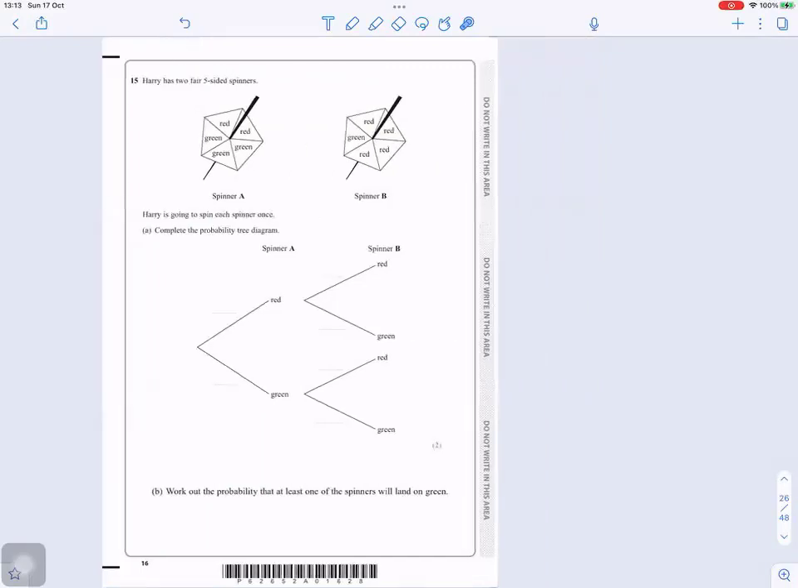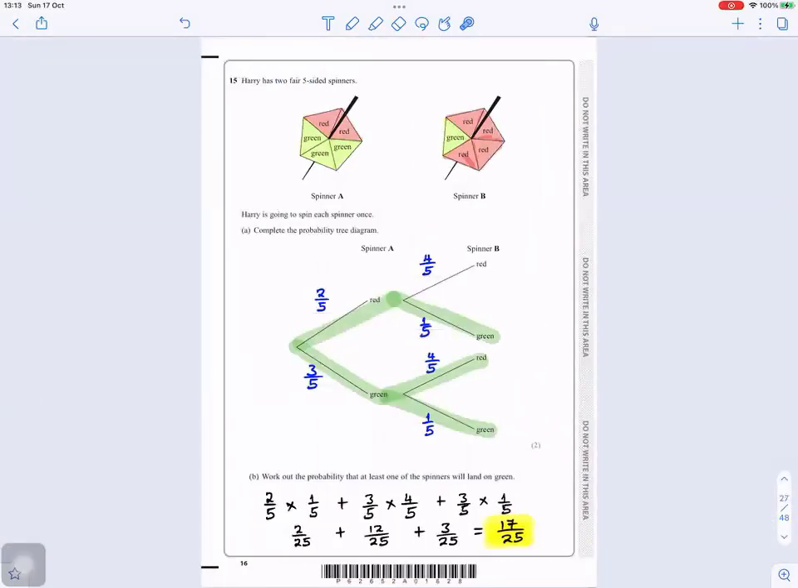Question number 15. Harry has 2 fair 5-sided spinners. Harry is going to spin each spinner once. Complete the probability tree diagram. It's got green, green, green, red, red for spinner A, and green, red, red, red, red for spinner B. So spinner A, spinner B.